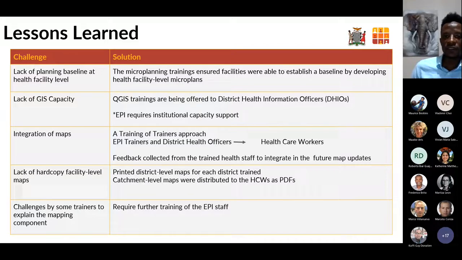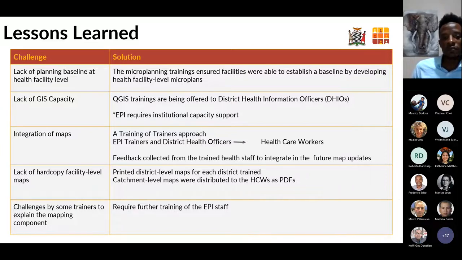Then GIS trainings are also being offered to support the Ministry of Health, the EPI office. And then we also have done some training of trainers just to add that capacity within EPI for them to be able to transfer the knowledge to other personnel, bearing in mind the narrow human resource that can be there on the M&E level.